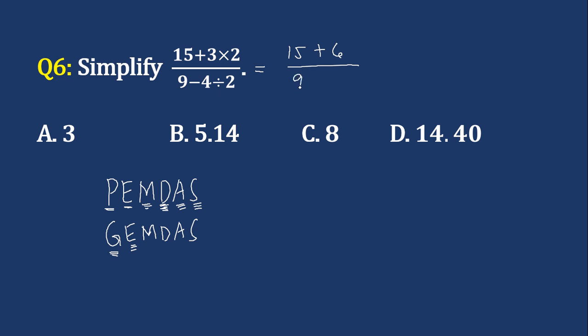So we have 9 minus 4 divided by 2, that's 2. So we have 9 minus 2. Now we can add and subtract. So 15 plus 6, that's 21, over 9 minus 2, that is 7. So 21 over 7, that is 3. So the answer is letter A.